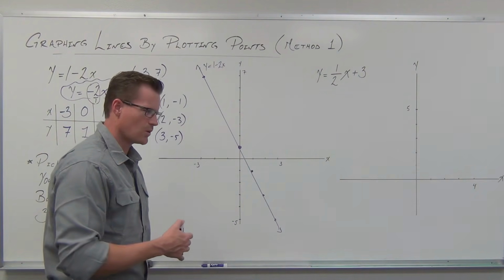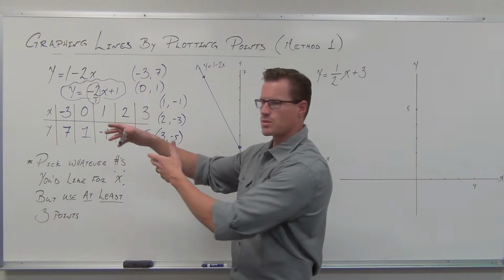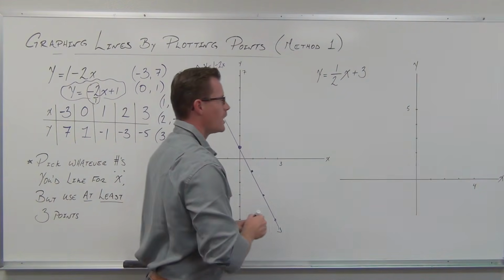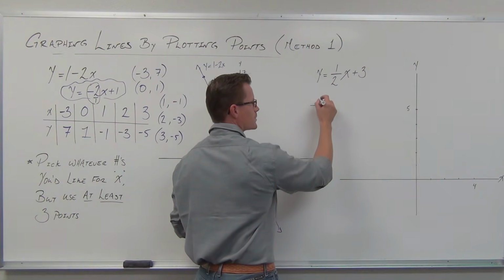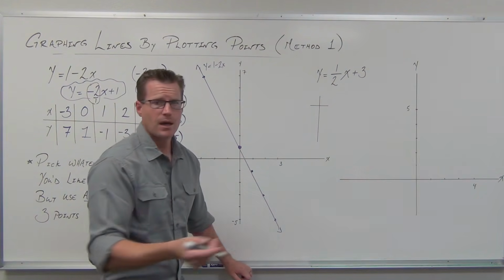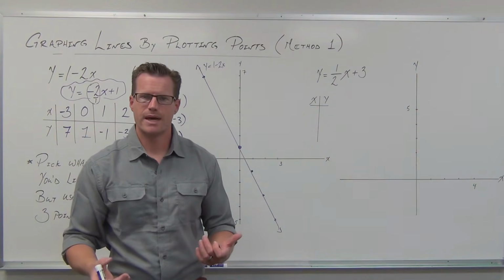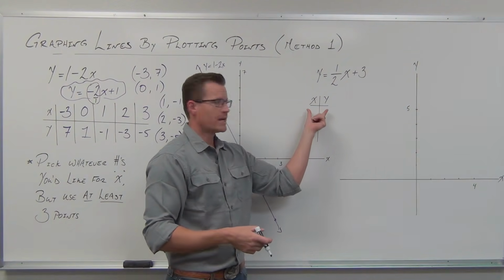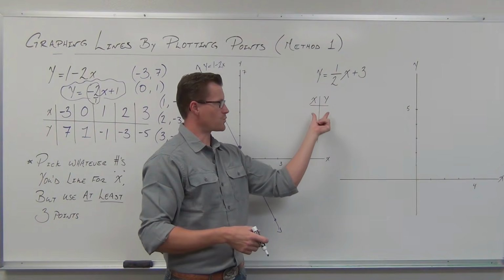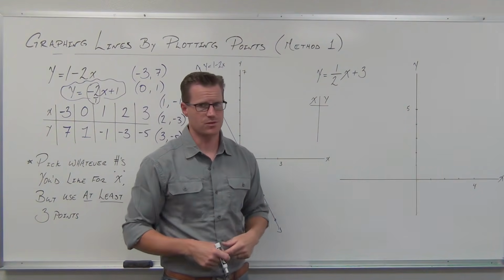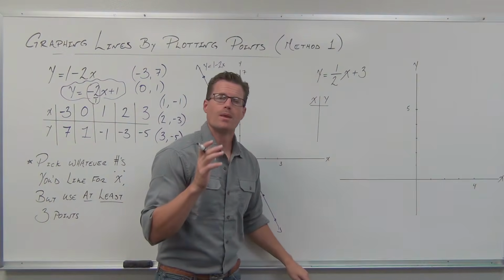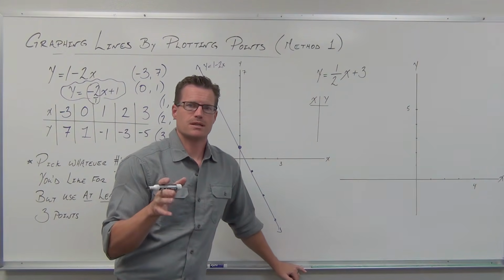Just a little side note, you don't have to make your tables like this where x is on the top and y is on the bottom. A lot of times we make vertical tables, much like that. A lot of people put x over here and y over here, and the reason why we do that is because if you make a vertical table, it literally gives you your ordered pairs right down the line. All you gotta do is put parentheses around them. That's kind of nice.